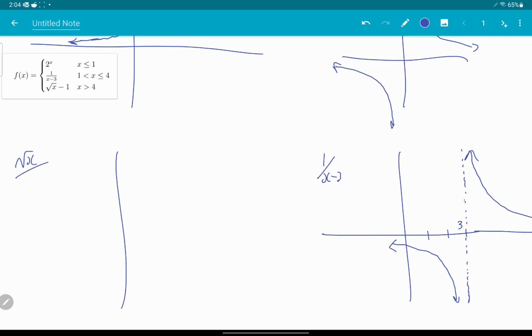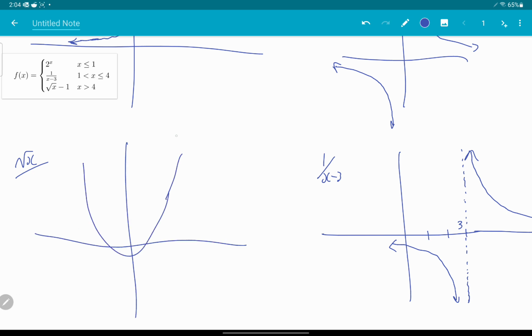The square root function is actually a parabola, or part of a parabola. You know the basic parabola, this would be x squared. We'll go like this, right? Now what you do is you turn that on its side. So you go like this. And then you're going to have to delete the bottom bit because root x is always positive.